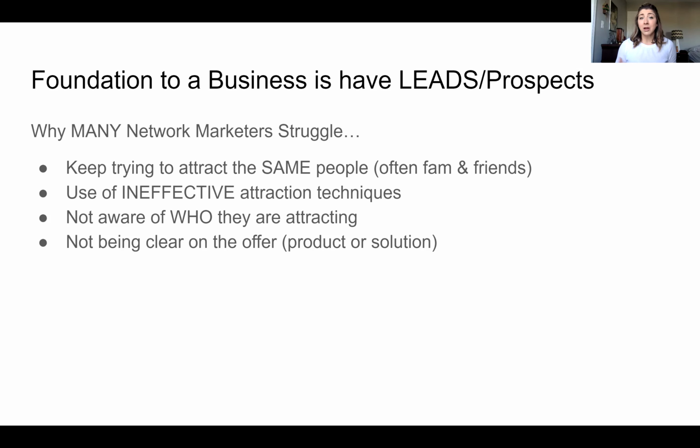And a lot of times they're not aware of who they are attracting. I know that we've already talked about this, that a lot of times we think that our product is for everyone, but if you're talking with everybody, just like we talked in Module 1, you're talking to no one and you're missing out on an opportunity to connect with people who will really relate to you and what you have.